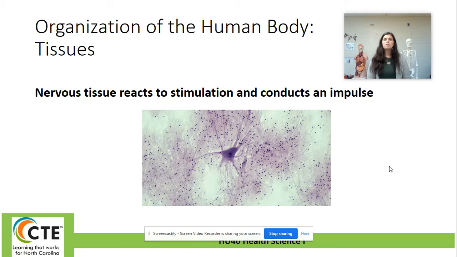Nervous tissue reacts to stimulation and conducts an impulse. So your nervous tissue is all of the tissue surrounding the brain, as well as the tissue surrounding your spinal cord. And then it extends throughout the body to all of those different branches of the nerve fibers. So the specific thing you need to know about nervous tissue is it is constantly reacting to the environment around us and conducting an impulse in order to make things happen.